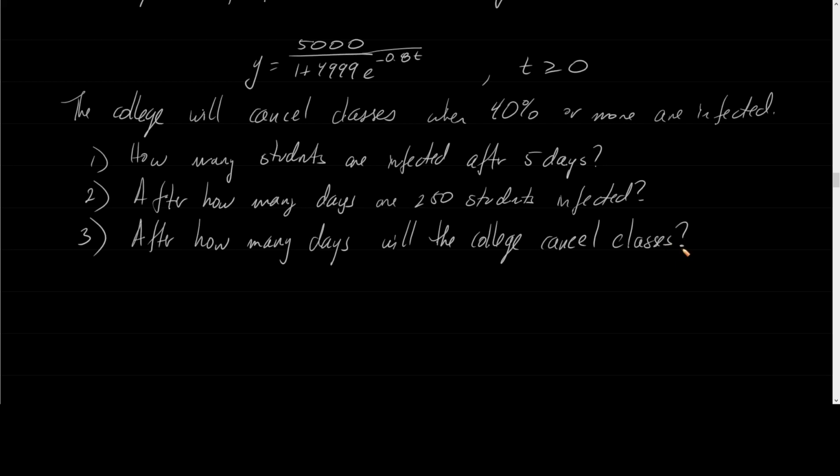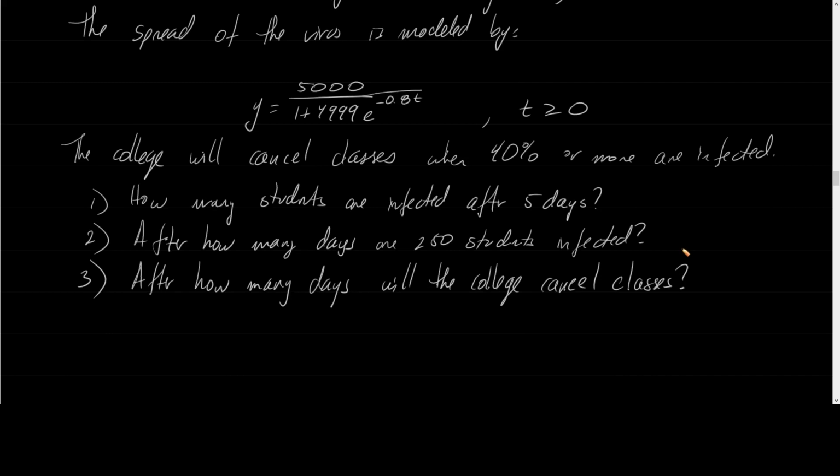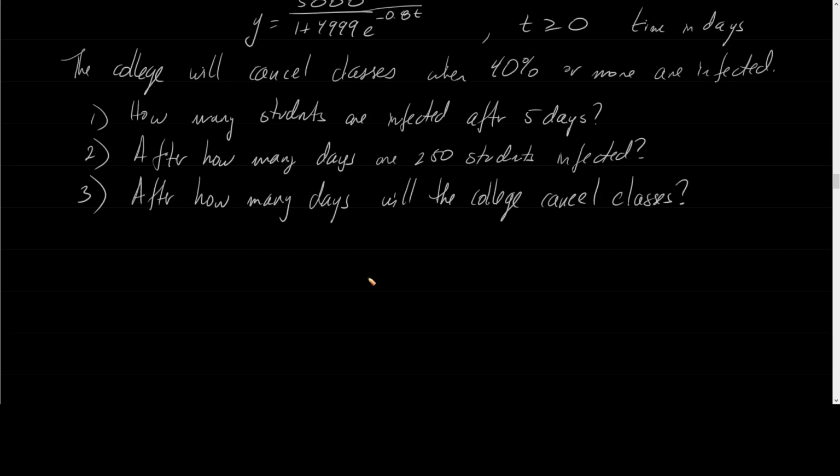All right, so I'll read it again. It says, on the college campus of 5,000 students, one student returns from vacation with a contagious, long-lasting flu virus. The spread of the virus is modeled by y equals 5,000 over 1 plus 4,999 e to the negative 0.8 t. Here, t represents time in days, and y represents the number of students infected. The first question, how many students are infected after 5 days? Well, the first question is easy. This is our solution.